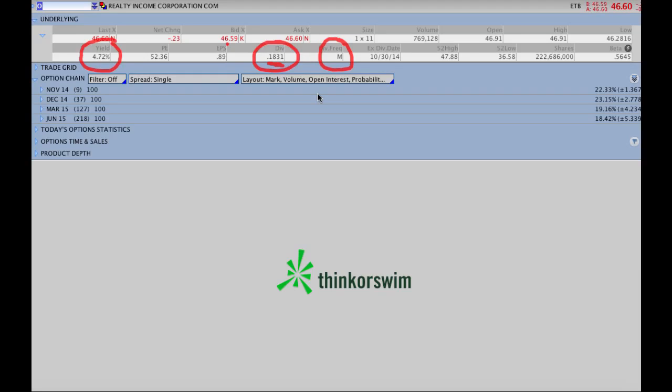So that's exactly how you find the dividend of any stock, and then also the dividend yield of any stock. Very quick and easy, very simple. You don't need to go online and search for it. Most of your broker platforms, and definitely Thinkorswim, have that inside of the platform.